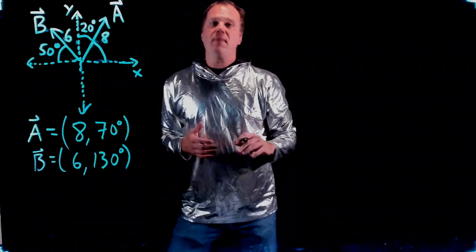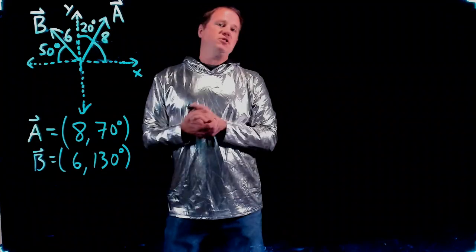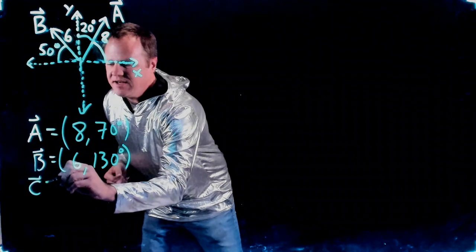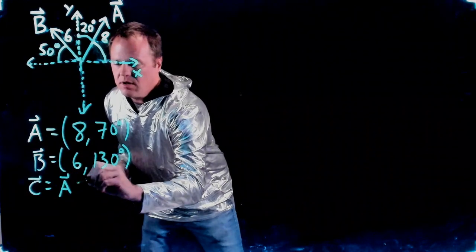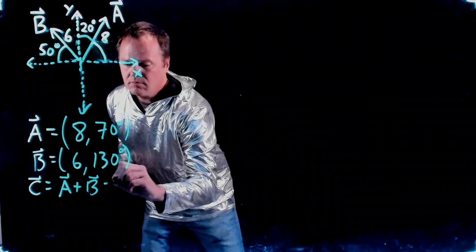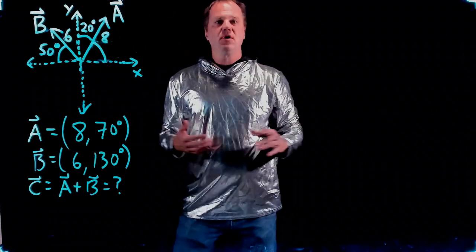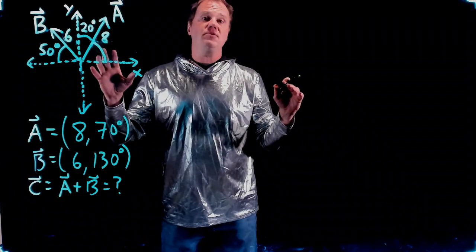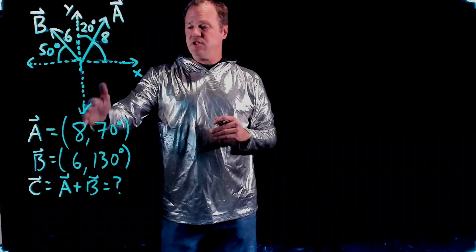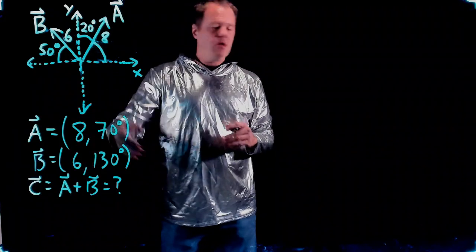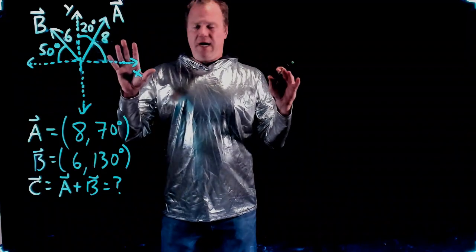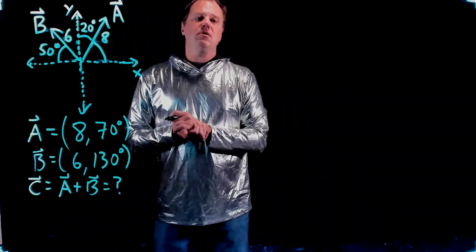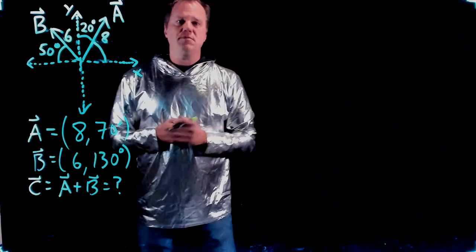Okay, so my goal is to add A to B. I'm just going to go ahead and give that a name. I'll call it C. So C equals the sum of A and B. What is that? I am going to have to convert them to x and y components first. I can't just take 8 plus 6, call it 14. That's wrong. So it's a little bit more complicated than that. So I need to, like I said, convert these things to x and y components. A little bit tedious, but just have to grind it out.